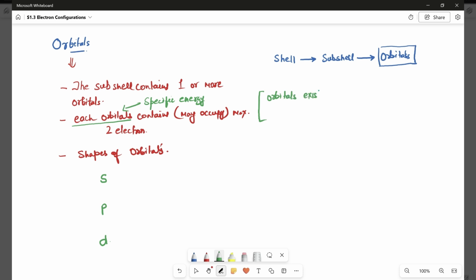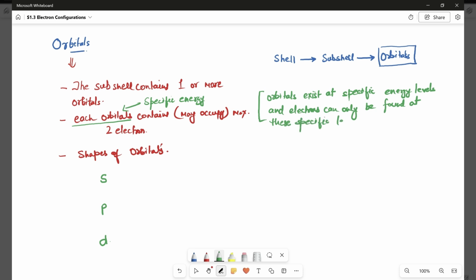So let me write a key point here, that orbitals exist at specific energy levels, right, and electrons can only be found at these specific levels, not in between. This is the important point.